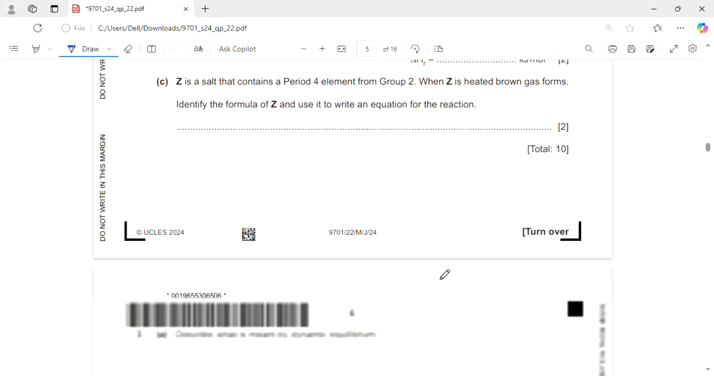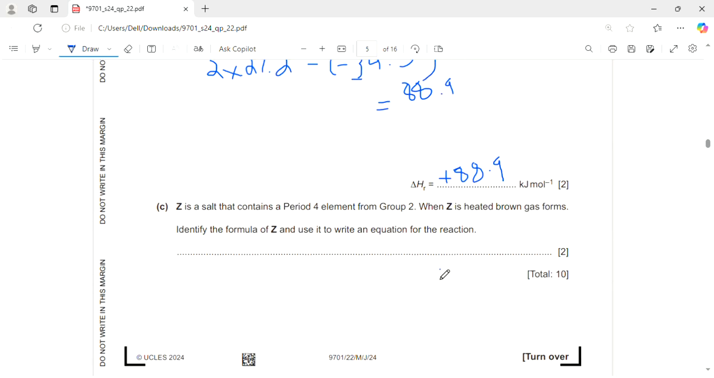So we have the last part, which means they are asking: Z is a salt that contains a period 4 element from group 2. It confirms that Z is a salt containing the period 4 element in group 2. So when Z is heated, a brown gas forms. So it's a salt of group 2. So the salt is likely to be calcium nitrate. All right, calcium.